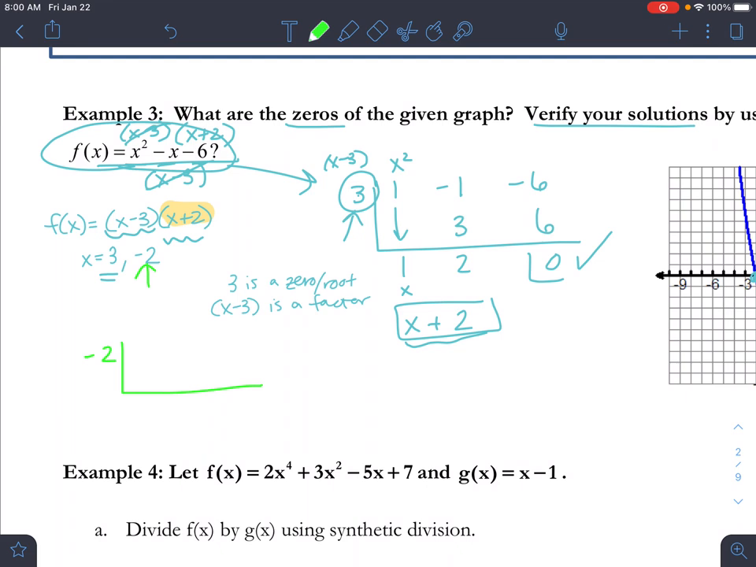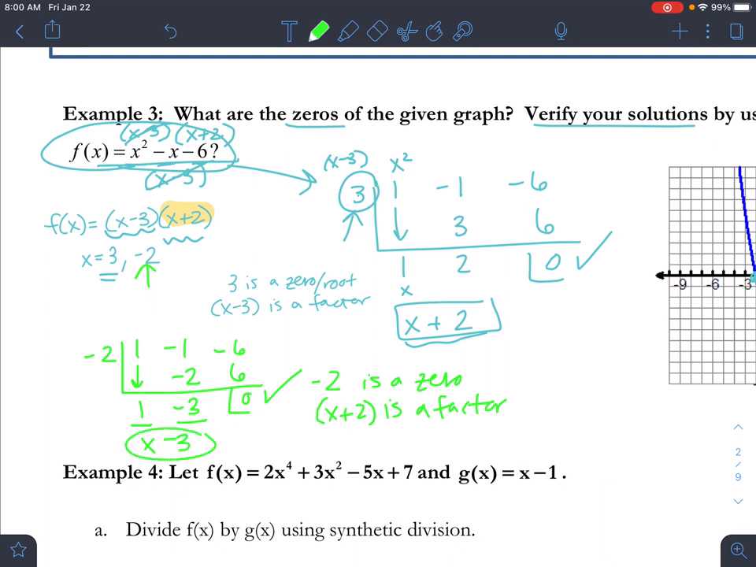But if this was a more complicated problem, 1, negative 1, negative 6. Bring down the 1. Negative 2 times 1 is negative 2. Negative 1 plus negative 2 is negative 3. Negative 2 times negative 3 is 6. So again, yes, you would say negative 2 is a 0, or root. You also know that x plus 2 is a factor since the remainder was 0. And what I have left here is x minus 3, meaning if I divide out an x plus 2, that's what I would have left.